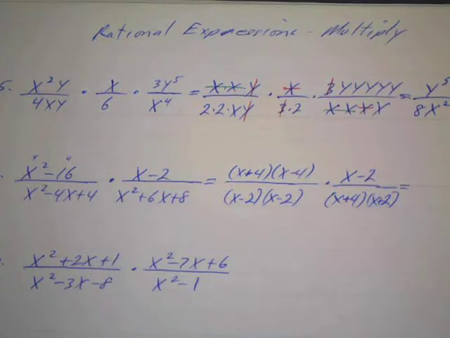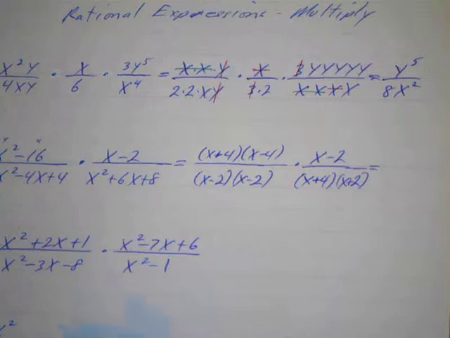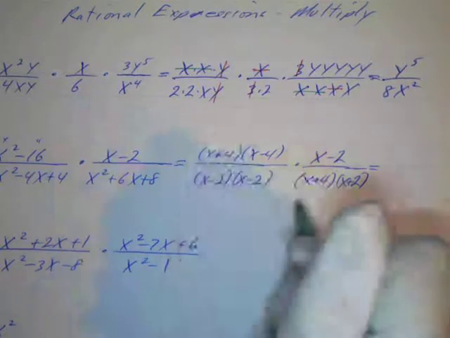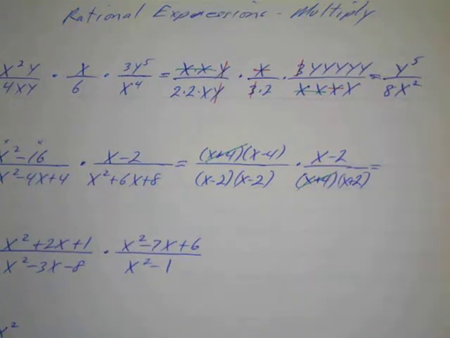And now we just want to simplify. Any top with any bottom that are common will make a 1. So x plus 4 over, there's an x plus 4 on the bottom. Is there an x minus 4 on the bottom? No. Is there an x minus 2 on the bottom? Yes.